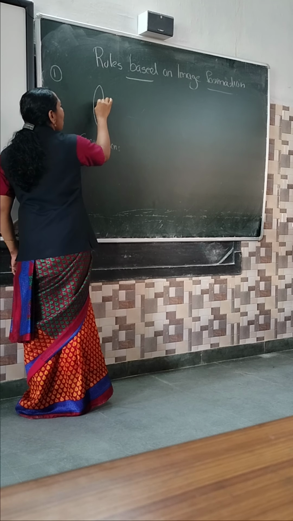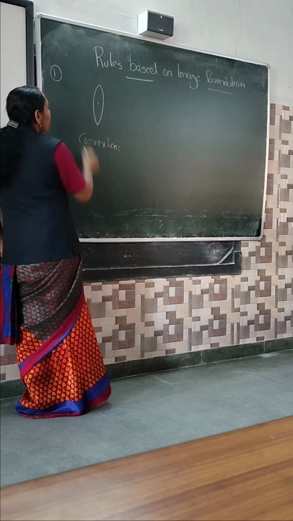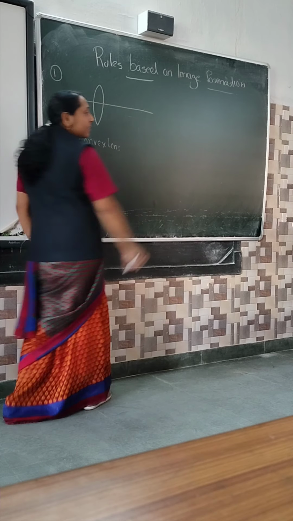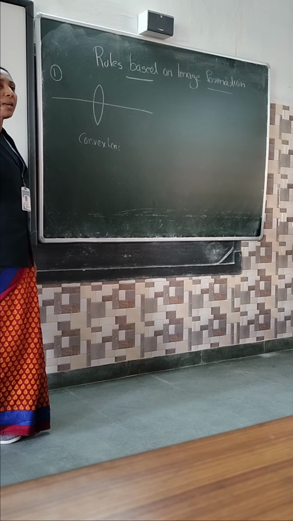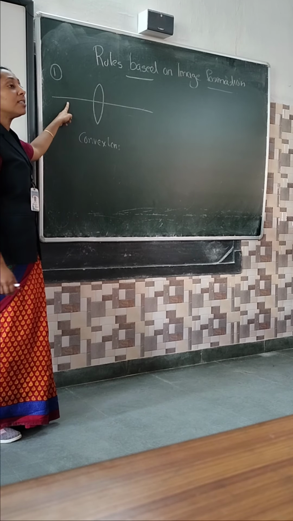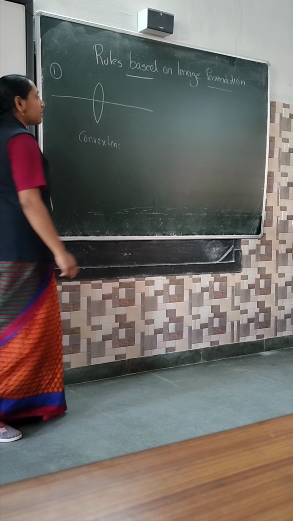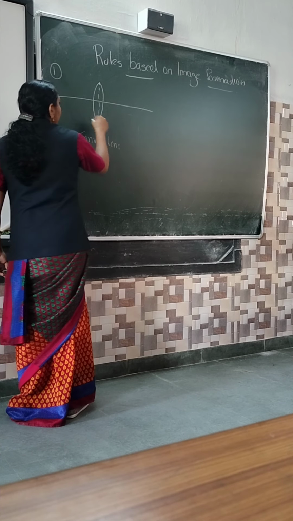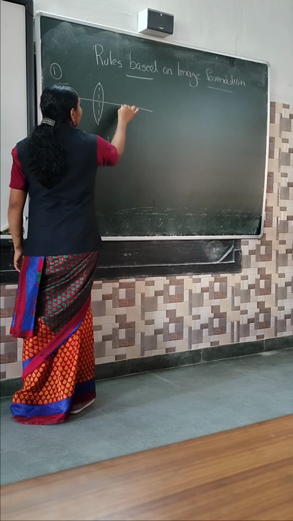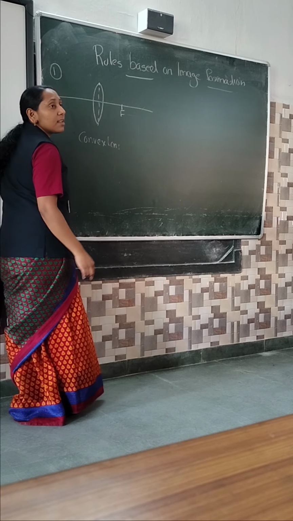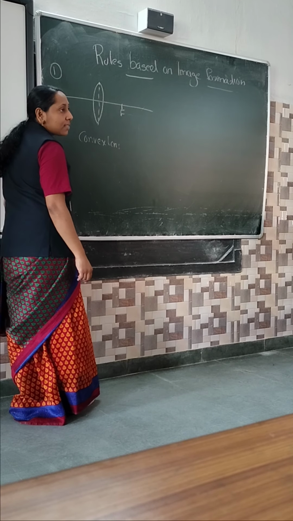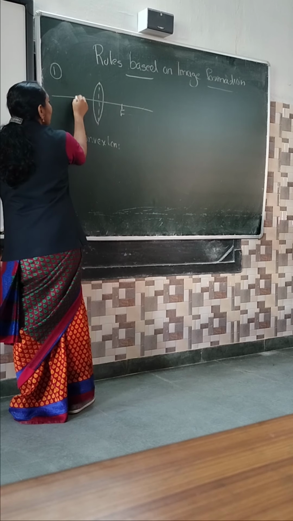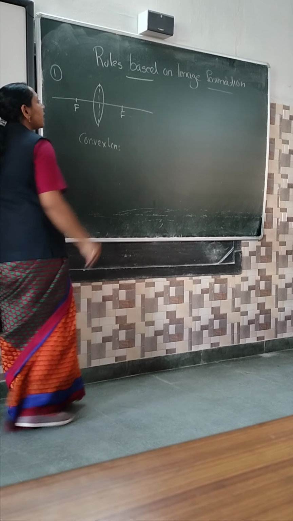And this one is called? Optical center. Very good. And this line is? Principal axis. Girls, follow. And this point means? Focus. Am I right? This is also a focus. Which one is the primary focus?